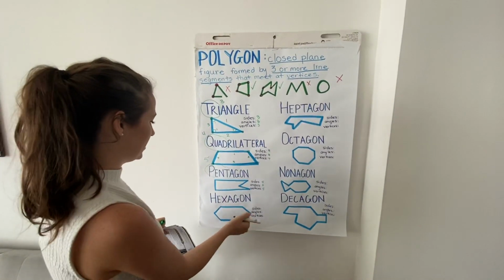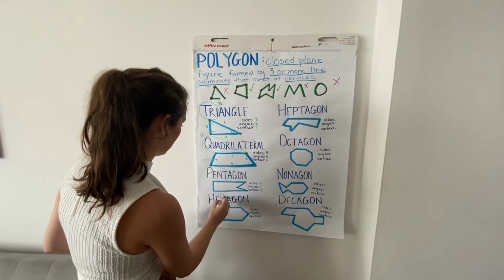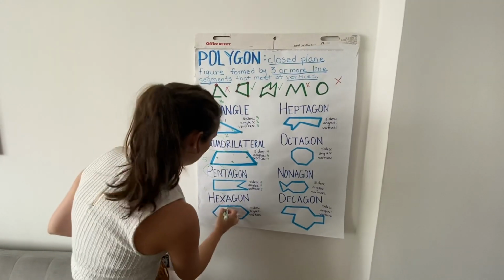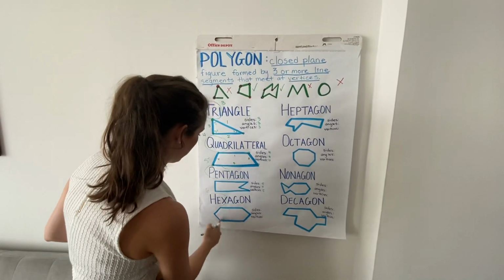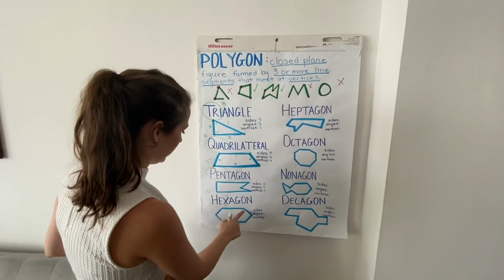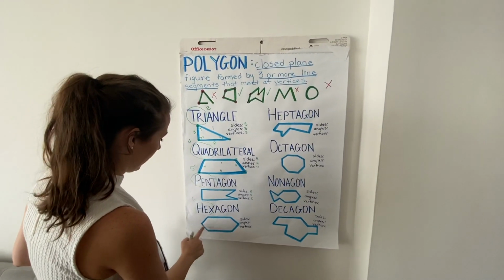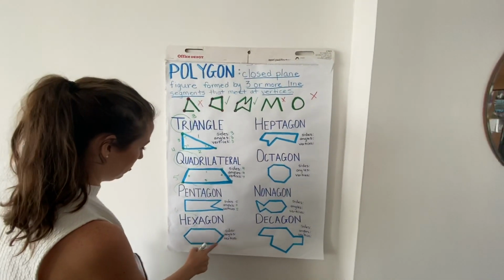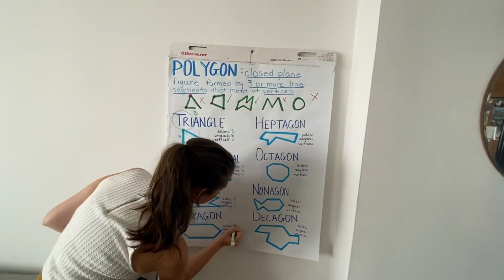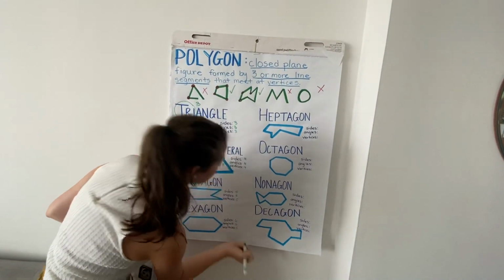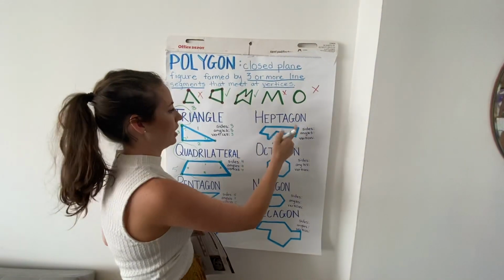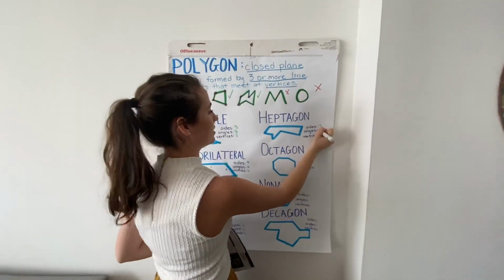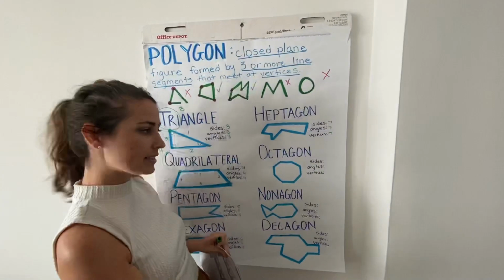Hexagon, it has 6. Hex means 6. 1, 2, 3, 4, 5, 6 sides, 1, 2, 3, 4, 5, 6 angles, 1, 2, 3, 4, 5, 6 vertices. 6 of everything. Heptagon. 7 sides, 7 angles, 7 vertices.